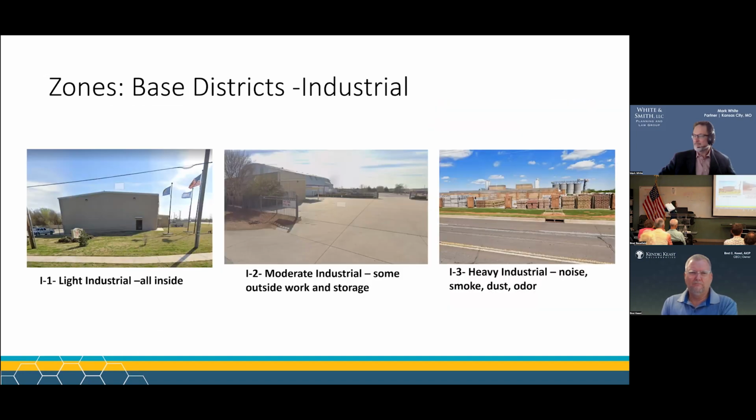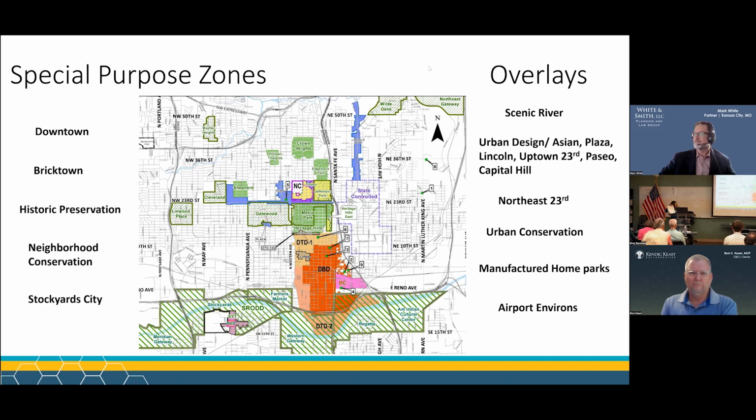And then industrial, again, kind of 3 type of zones. I1, it's a building like that where everything has to be inside. You can't store anything outside or do any work outside. I2 has some outside work and storage, and then I3 is more your heavy industrial noise, smoke, dust, odor things. Then we have our special districts, which we have 20 of these.